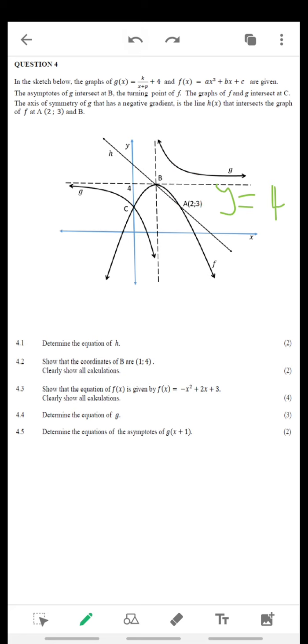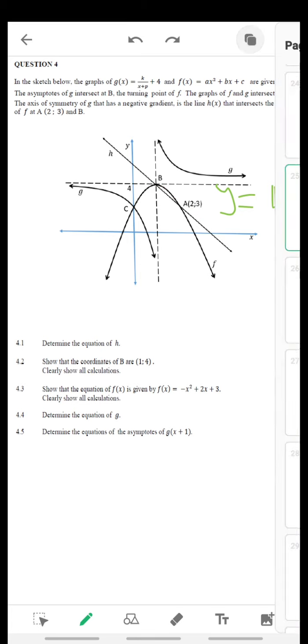So it means we're only left with the x coordinate of B, which is the vertical asymptote of the hyperbola G, and it's also the equation of the axis of symmetry of F. Okay. Now determine 4.1, the equation of H. What is H? H is the axis of symmetry of the hyperbola with a negative gradient.